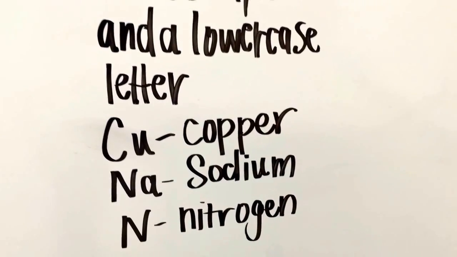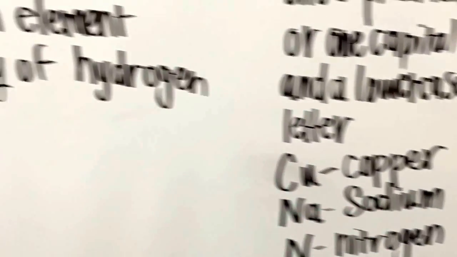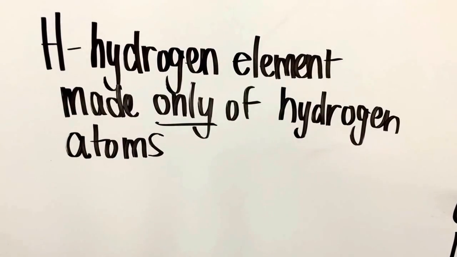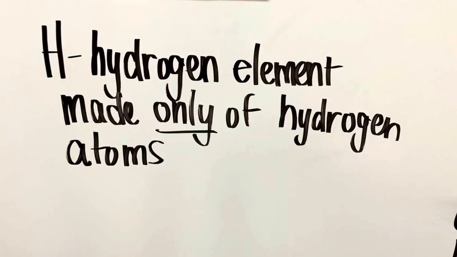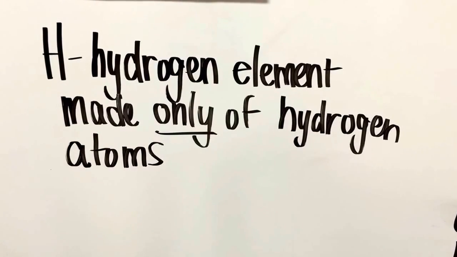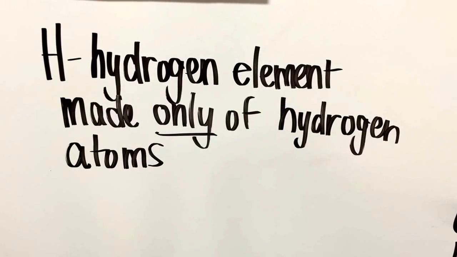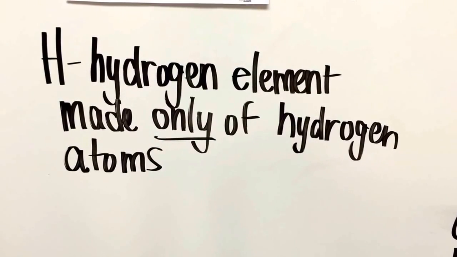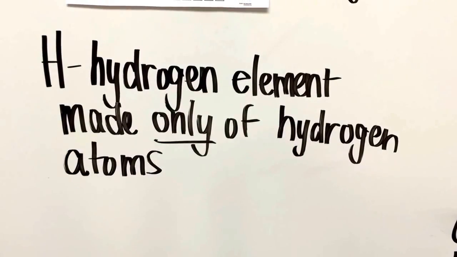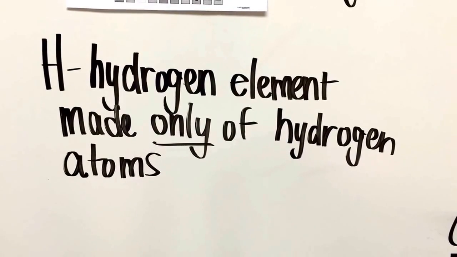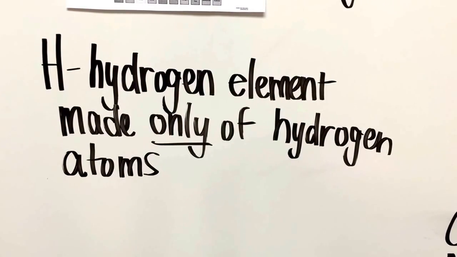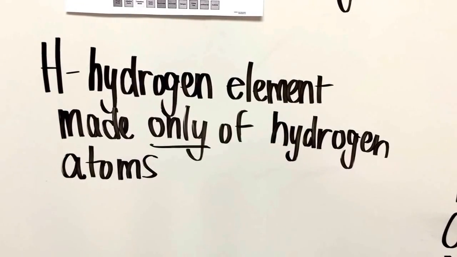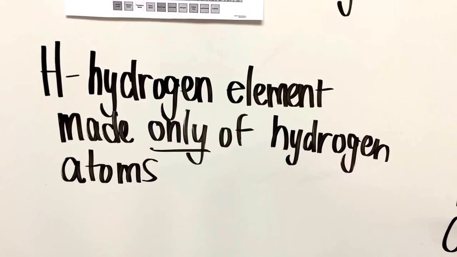So if we're thinking about this as a whole, an element is a substance that consists of only one type of atom. If we're looking just at hydrogen, an element of hydrogen is made only of hydrogen atoms. So in this hydrogen element, it could be a group of 100 hydrogen atoms put together, or it could be 1,000,000 hydrogen atoms. As long as they are all hydrogen, you have a hydrogen element.